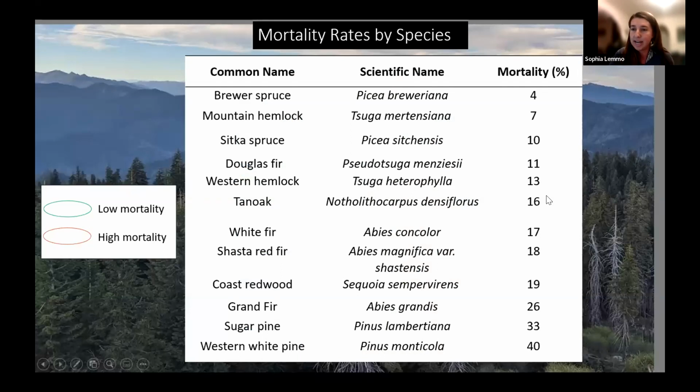And then looking at mortality rates by species, so far we've concluded measurements. Brewer spruce had the least mortality as a percentage, only a 4% mortality rate observed, which is cool because it's a species endemic to this region. Whereas the pines had more mortality. Sugar pine had a 33% mortality rate, while western white pine had a 40% mortality rate.